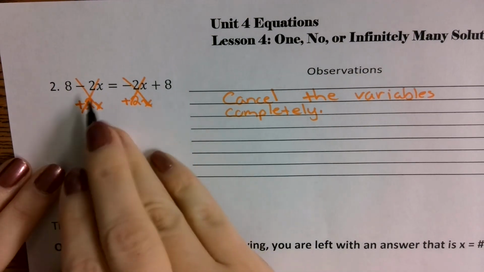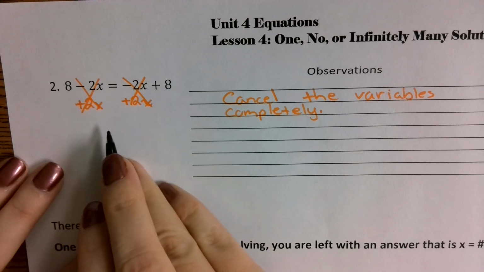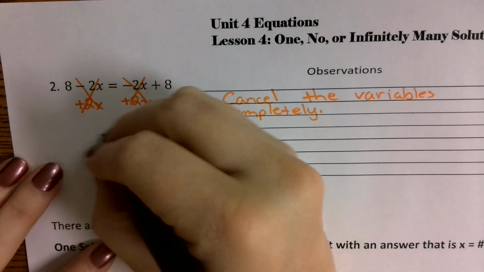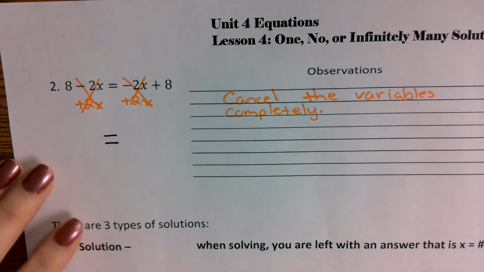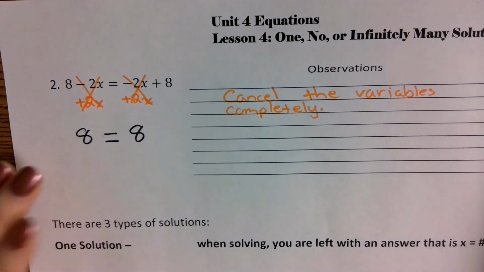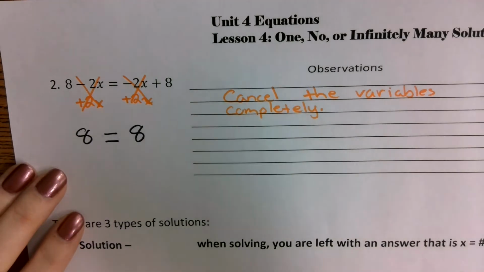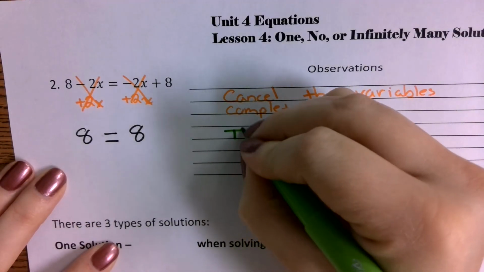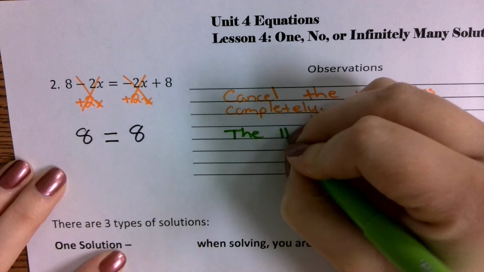Okay, what's remaining then here? We canceled out the variables, so what's left over here? 8 equals 8. Okay, in this case, we are left with something where the numbers that are remaining are equal.